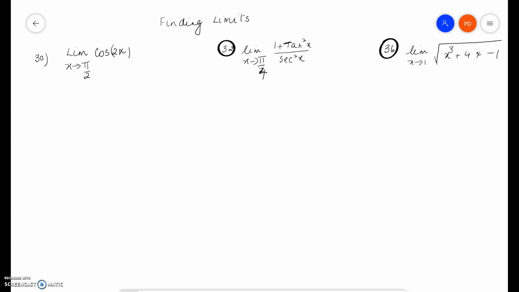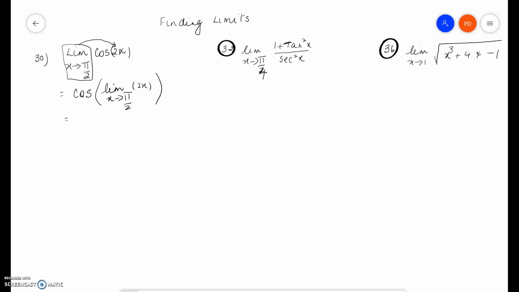So here are a few quick examples of finding limits of different types of functions. The first one, limit of cosine of 2x as x approaches pi over 2. This is the same as cosine of, we move the limit in, because the cosine function is continuous, move the limit in. So that's limit as x approaches pi over 2 of 2x.